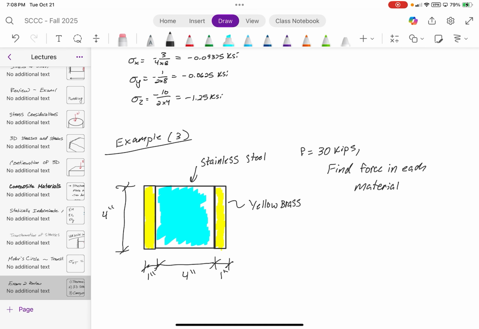This is the entire cross section. Remember when I said that if you were just given cross section and length, they just cancel out. So just assume the length is constant. Figure it out.